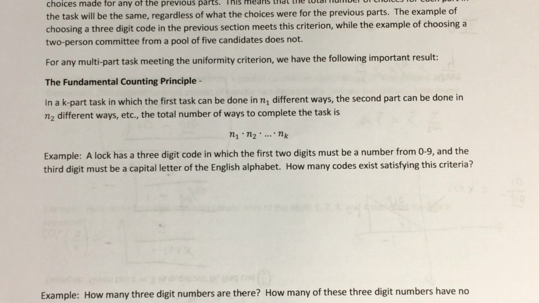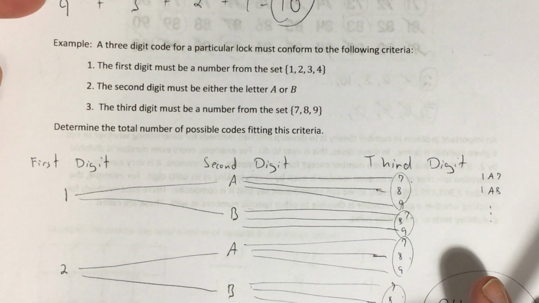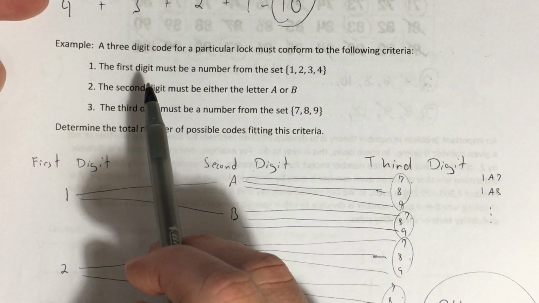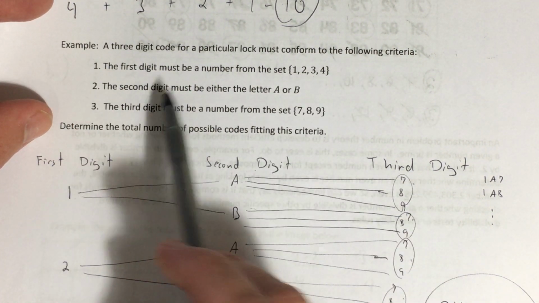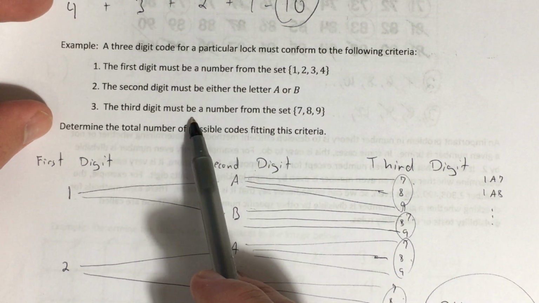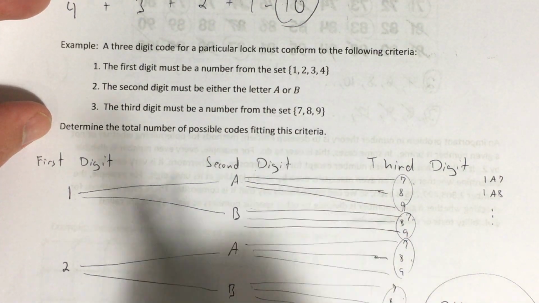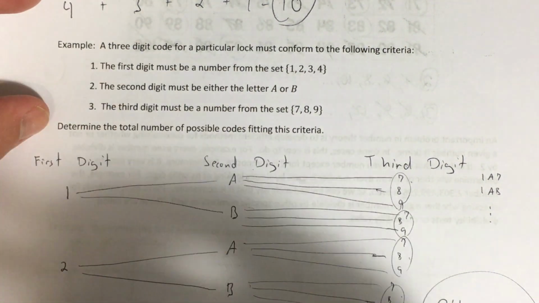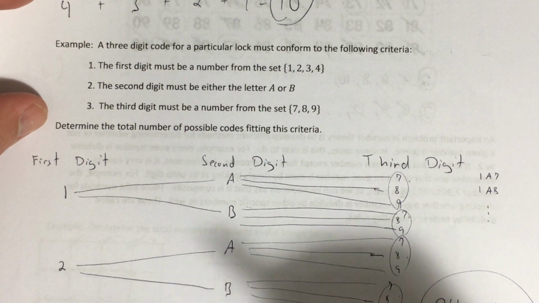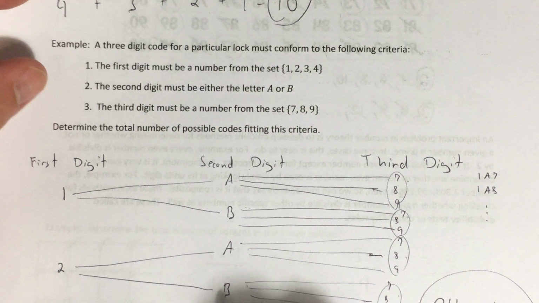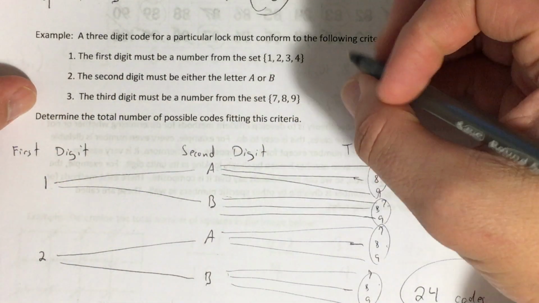So this becomes more concrete when we look at an example that we've already considered. Again, back to this 3-digit code. Remember, we wanted to pick a 3-digit code where the first digit belonged to this set, 1, 2, 3, 4. The second digit was a letter A or B, and the third digit was a number from the set 7, 8, and 9. The size of each of these sets determines the number of possibilities for each stage. So if I want to come up with the total number of ways to derive a code fitting this criteria, the total number of possibilities for the first part of this process is 4.